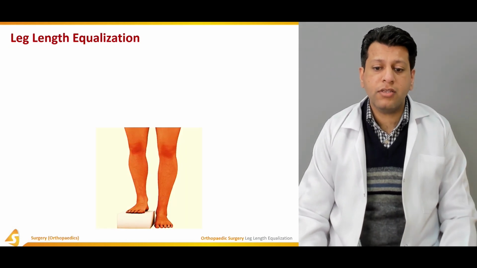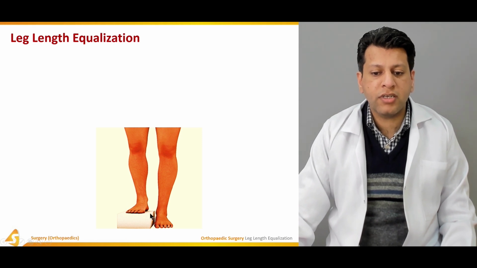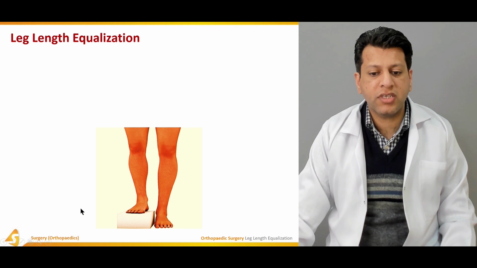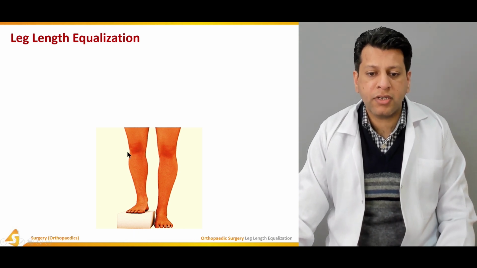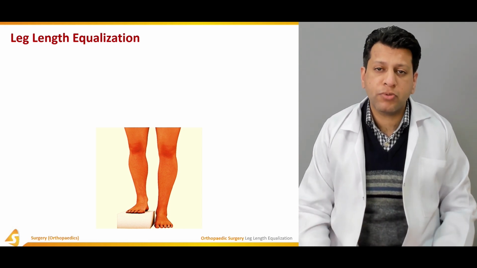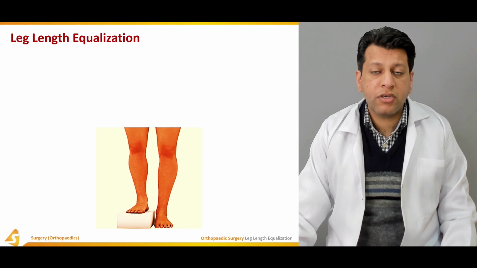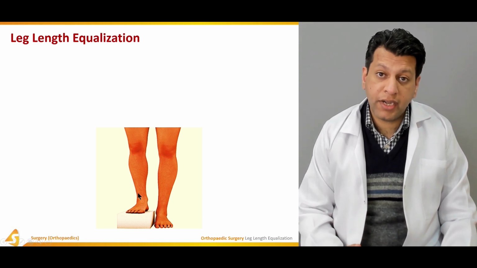So if you see this diagram, now if this child has around 2 to 3 centimeter or 4 centimeter of shortening, which can actually be calculated by using a block. A certain block is placed until both the knees and hips are at the same level. But what could be the problems for this patient? In a normal walking gait, as the right leg is shorter, there will be increased stress on the right hip.